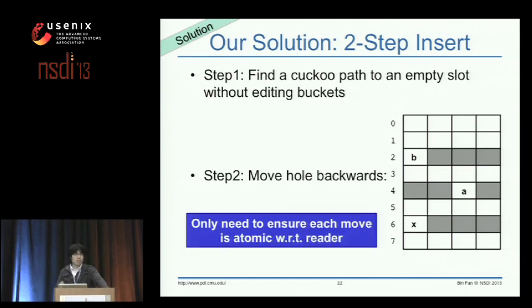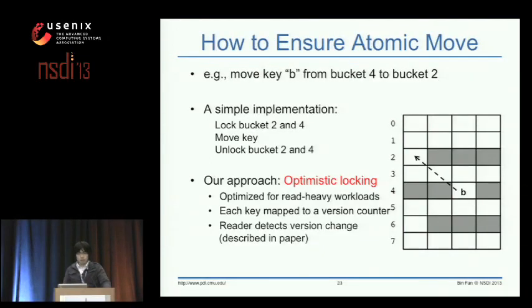The only thing you have to take care of is that you need to guarantee each move is atomic with respect to the reader. And how can we achieve this? Well, there are different ways to do this. For example, if we want to move item B from bucket 4 to bucket 2, one simple way is to just lock bucket 2 and bucket 4, then move the key, and unlock the 2 buckets. We are not really using this way because it also requires the lookup thread to lock the corresponding buckets before it reads something. And we think this is not good for read-heavy workloads.